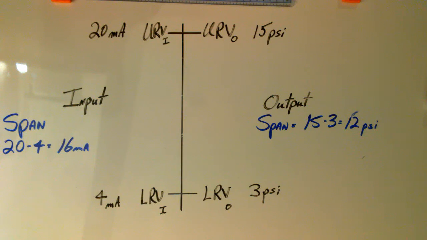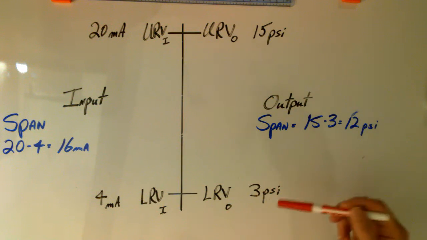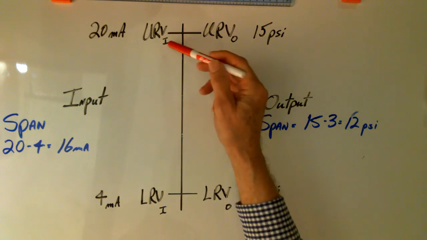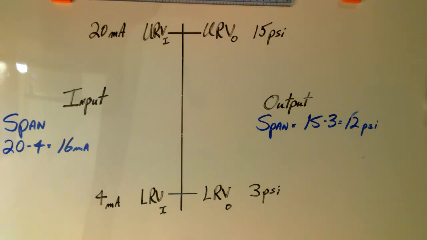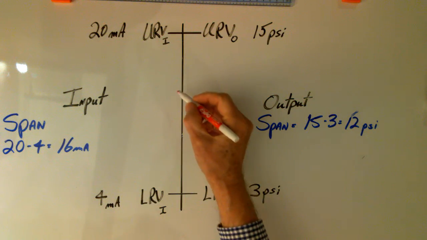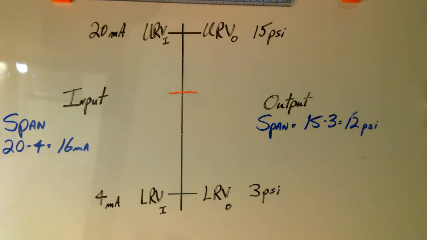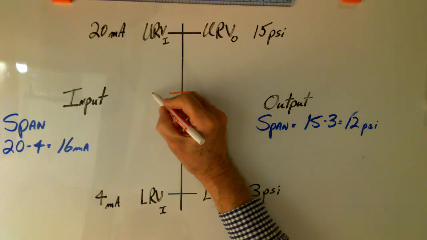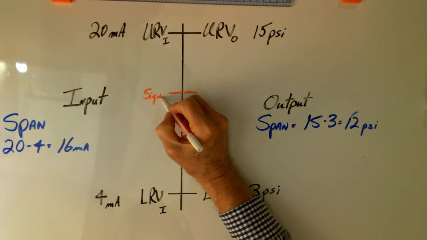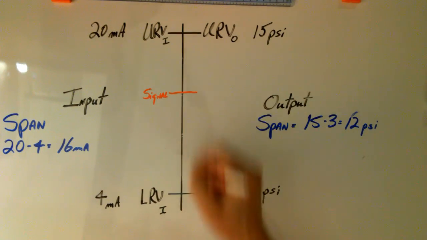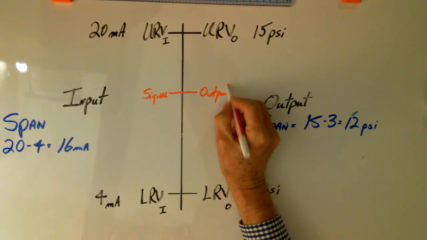Okay, so we've set up our range spans. The input is on the left side, output is on the right side, right? And this span is 16 milliamps, and this span is 12 psi. Now then, we'll put a slider in here. The way the instrument is designed is wherever my input signal resides on the scale up and down, the output signal stays right with it.